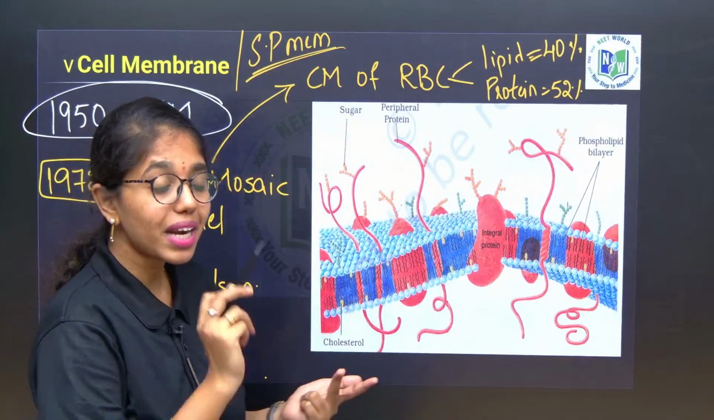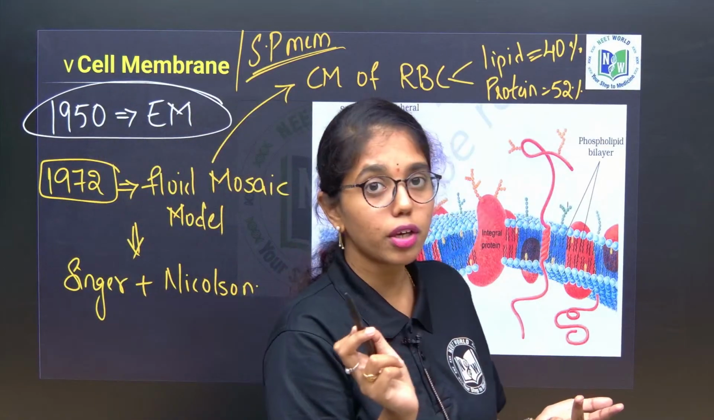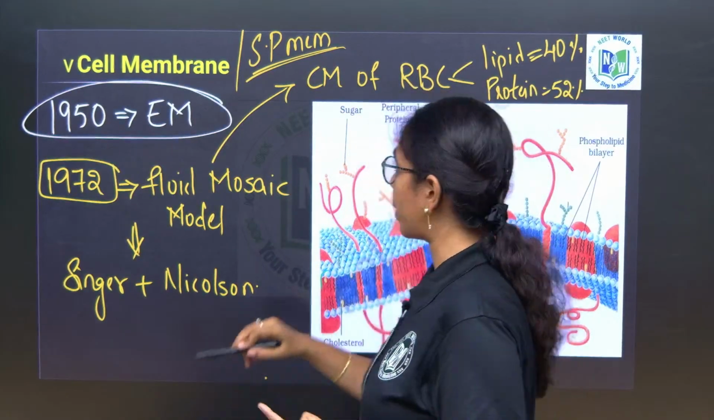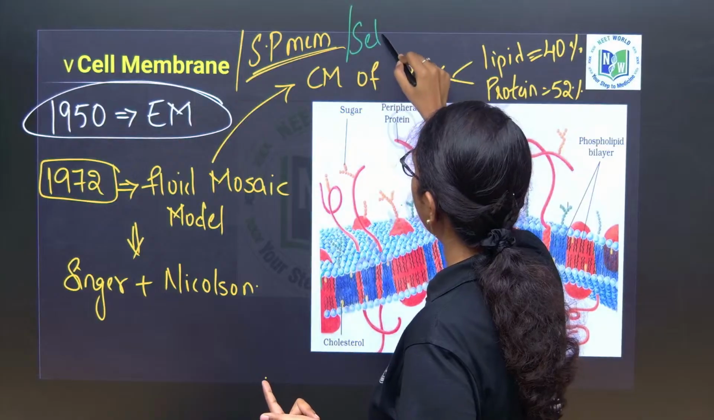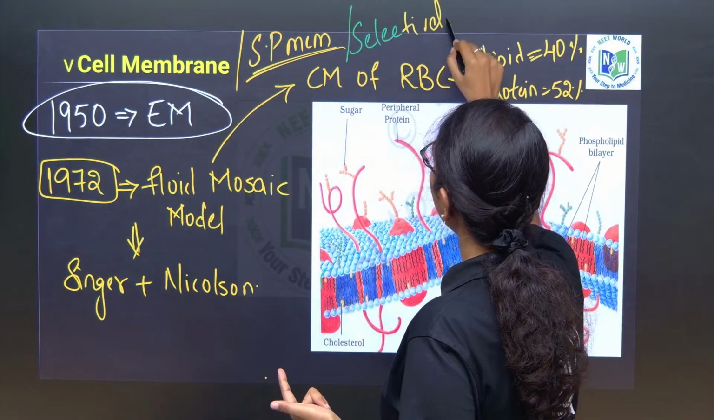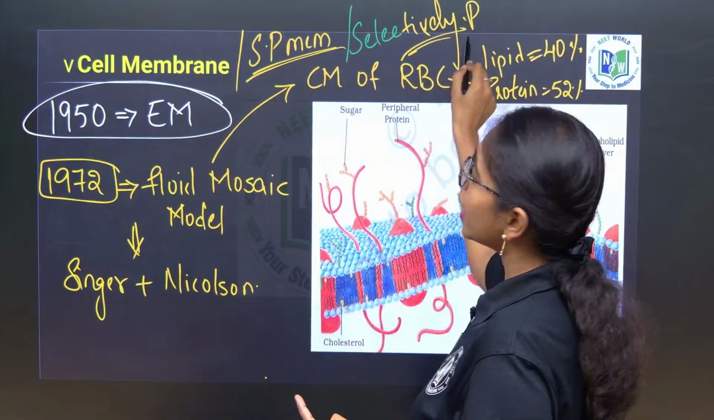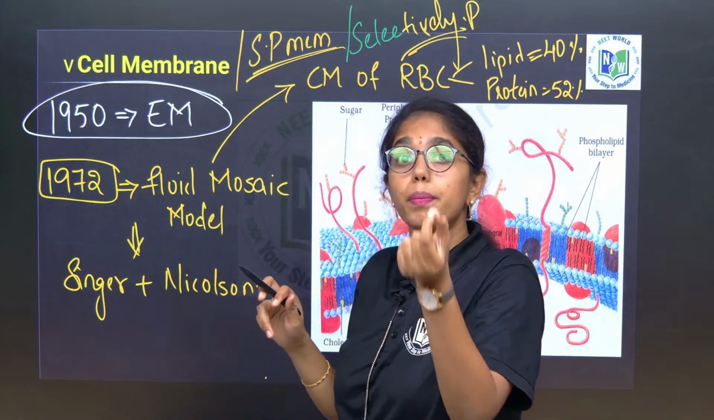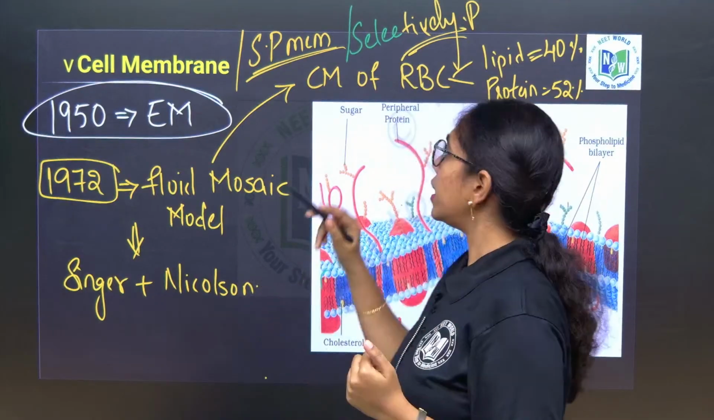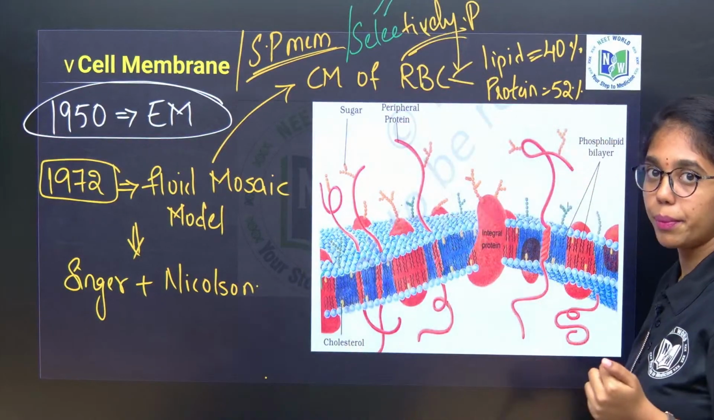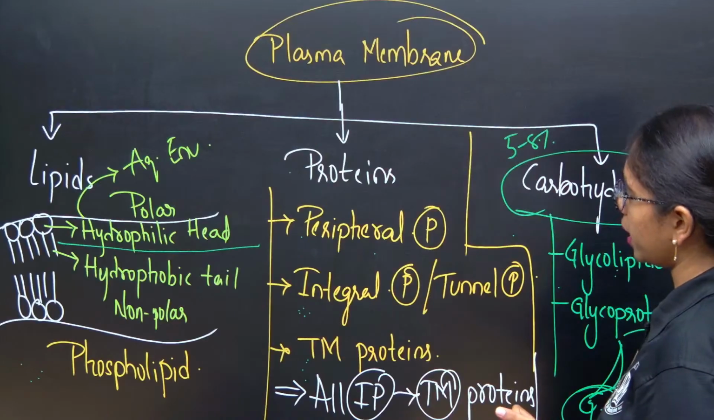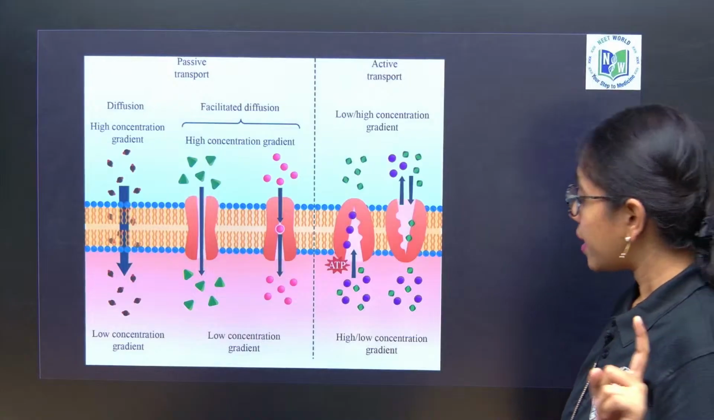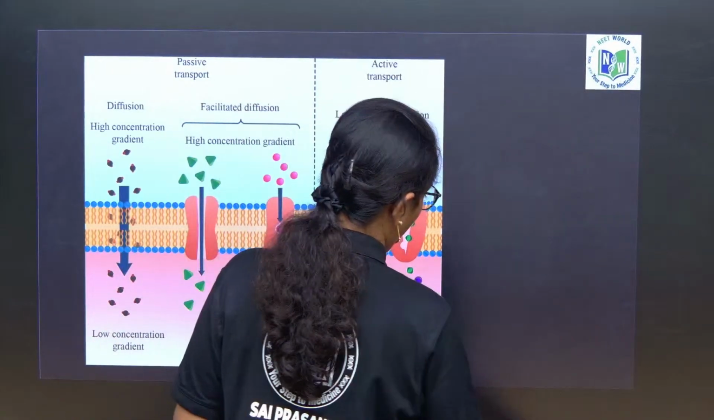When the plasma membrane is only allowing the solvent molecules, but not allowing the solute molecules, then it is called semi-permeable membrane. Selectively permeable means that it is selectively permitting certain solute particles or ions through channels, so it is called selectively permeable membrane. Look into the synonyms properly. So, we have clearly understood the structure and composition. Now, let us look into the transport or the functions.